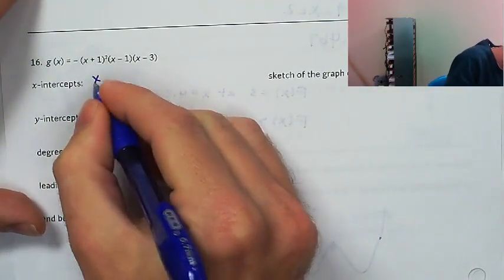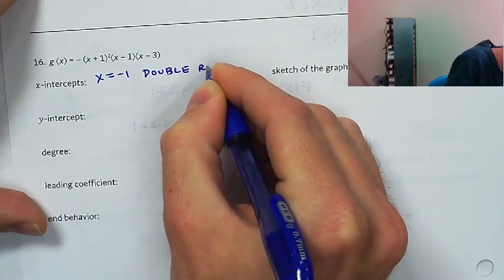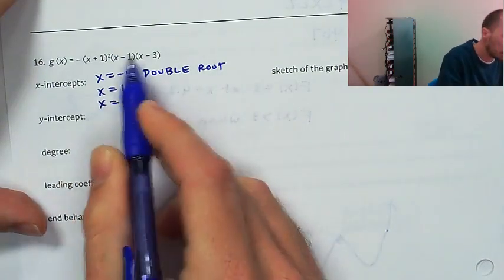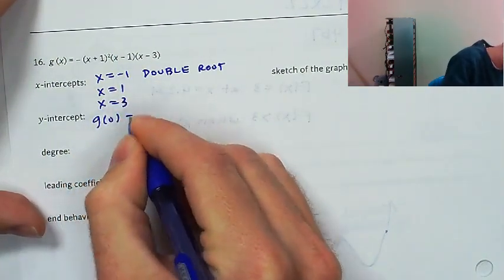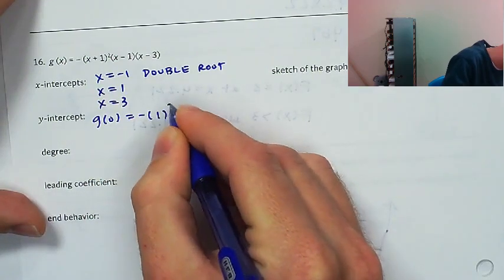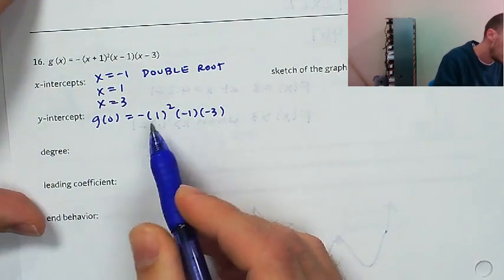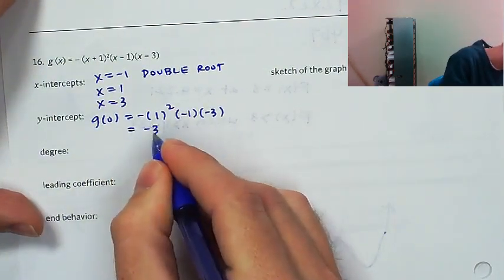So the x-intercepts are going to be x equals negative 1, which is a double root, x equals positive 1, and x equals positive 3, and those are both single roots. The y-intercept is going to be, g of 0 is the negative of 0 plus 1 squared times 0 minus 1 times 0 minus 3. So this is going to be 1 times 3 times negative 1. That's going to be negative 3.